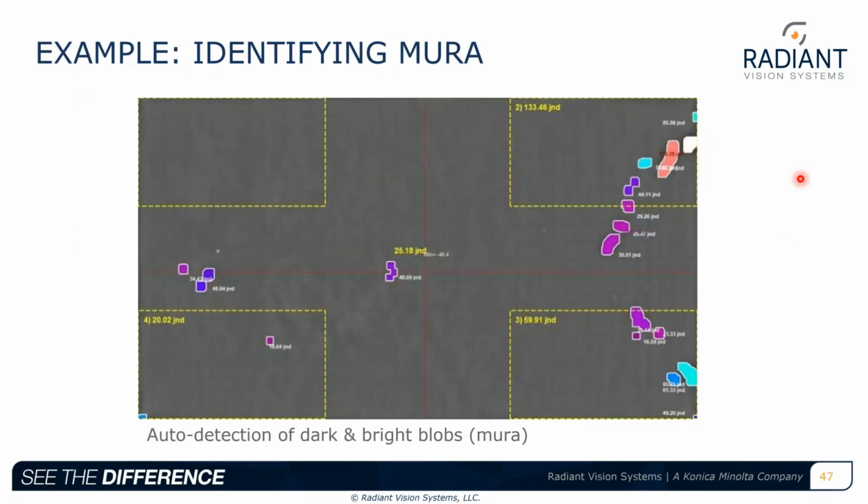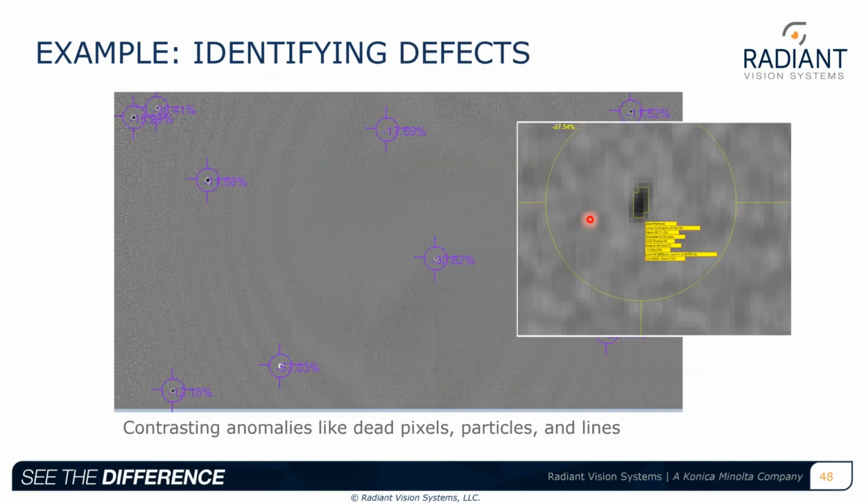So one thing that Radiant is definitely known for is our ability to do Mura measurements. This is an image of the display showing some false color. We've divided it into regions, and it's pointing out different areas and giving the just noticeable difference. So it can give quantifiable, repeatable data that lets you set pass-fails for the size of a blob, the location of the blob, and all different parameters.